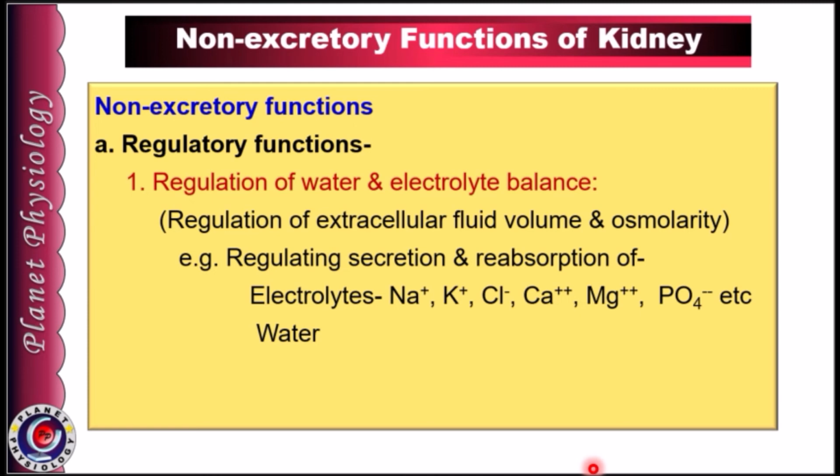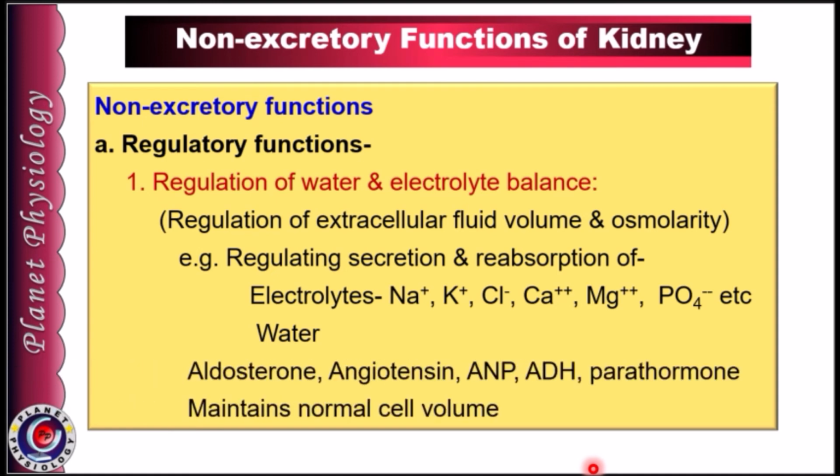By regulating excretion of various electrolytes like sodium, potassium, chlorides, bicarbonates, magnesium and phosphate, kidneys help in maintaining extracellular fluid osmolarity. As these are osmotically active particles, it also affects water reabsorption and hence the fluid volume also is regulated. The hormones which act on the renal tubules include aldosterone, angiotensin, atrial natriuretic peptide, antidiuretic hormone and parathormone. Regulation of water and electrolyte balance helps in maintaining normal cell volume and hence their functioning as well.